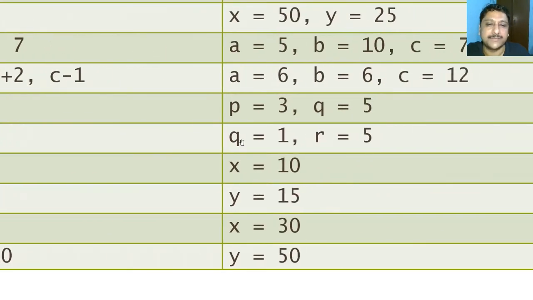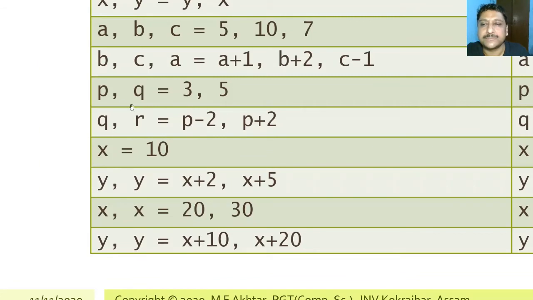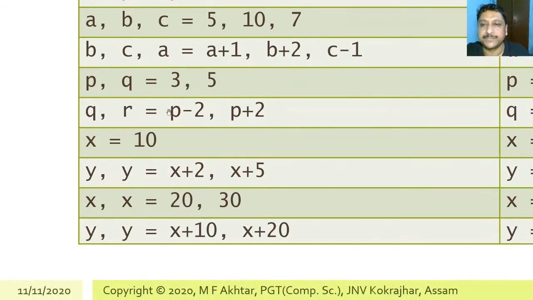See here, Q will become 1 and R will become 5. Understood? Because the value of P is 3, one time it is minus 2, then it will become 1, and next time P is added 2, then it will become 3 plus 2, 5. That's why.